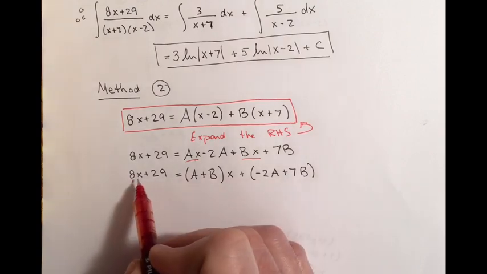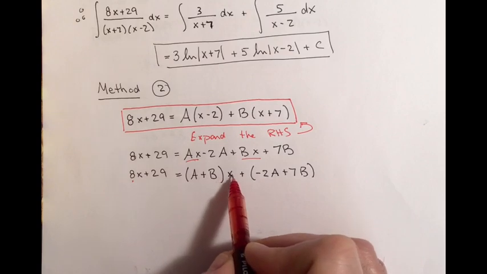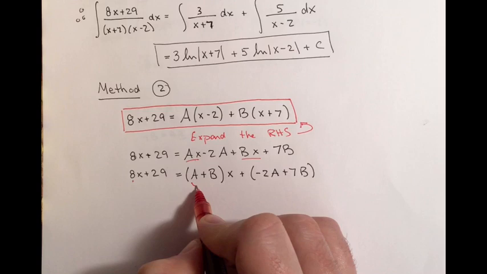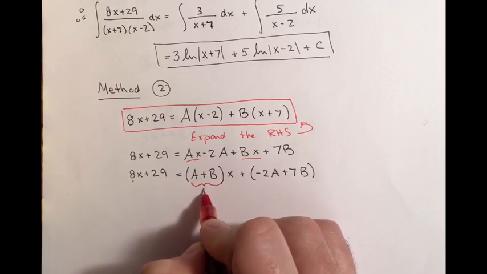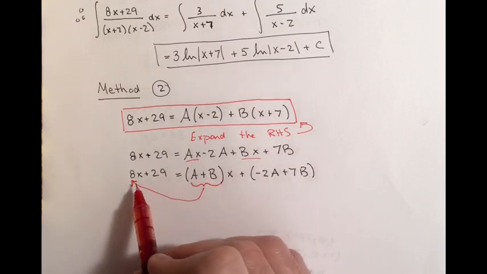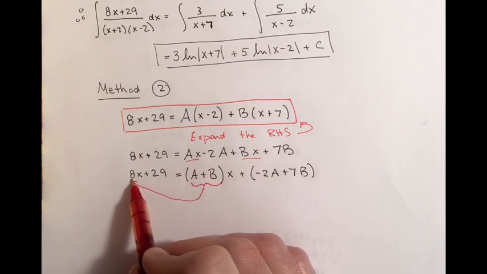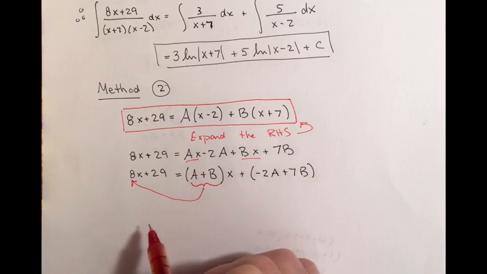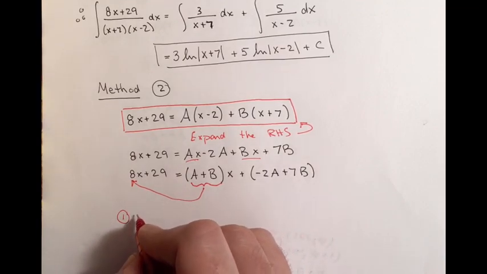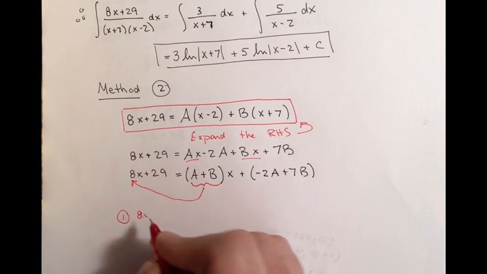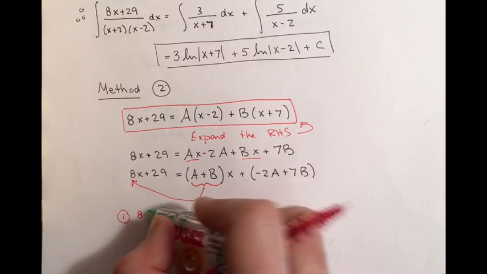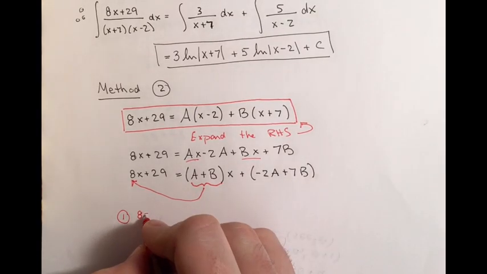And so when I look at the two of them, I have here my coefficient of x is a plus b. So by equating coefficients, this a plus b must be equal to 8. In other words, the slope of the line for the left-hand side is 8, and so the slope of the line for the right-hand side must also be equal to 8. So the first thing that we get as a result of this is that 8 is equal to a plus b.